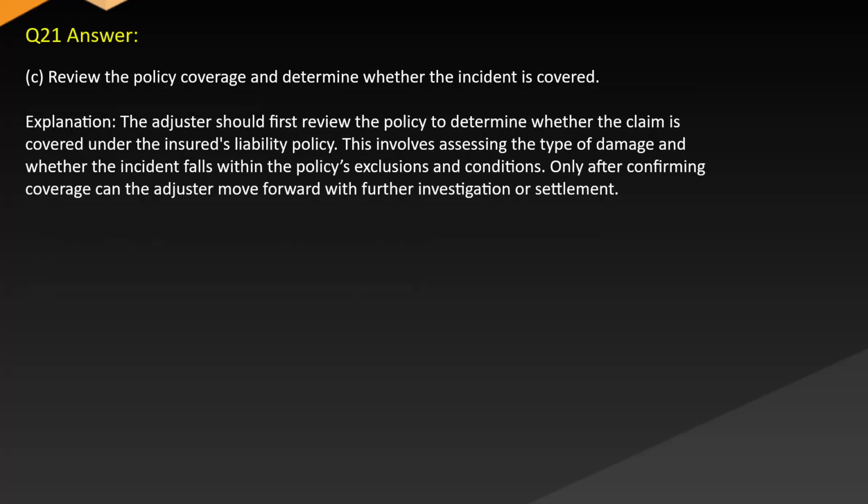Answer: C. Review the policy coverage and determine whether the incident is covered. Explanation: the adjuster should first review the policy to determine whether the claim is covered under the insured's liability policy. This involves assessing the type of damage and whether the incident falls within the policy's exclusions and conditions. Only after confirming coverage can the adjuster move forward with further investigation or settlement.